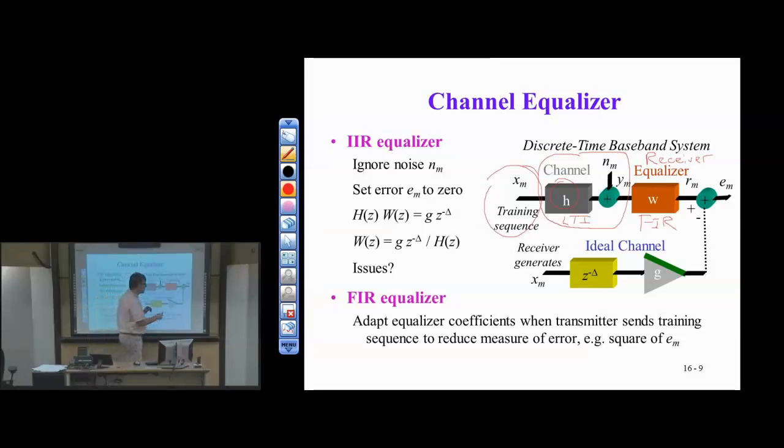So I have a dashed line here. This does not exist. This is our model. It's what we'd like to have. It does not physically exist. It exists in our model, in our minds, in our abstraction. So at the receiver, I'm going to regenerate the same training sequence.